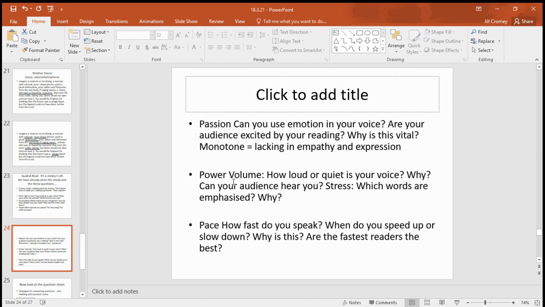And the last one is pace. How fast are you speaking? When should you speed up or slow down? And why is that? Do you think really fast readers are the best?